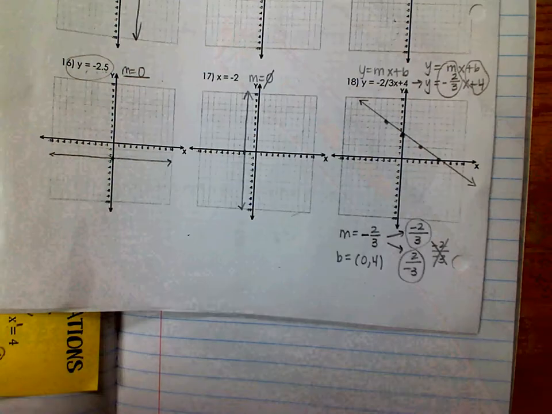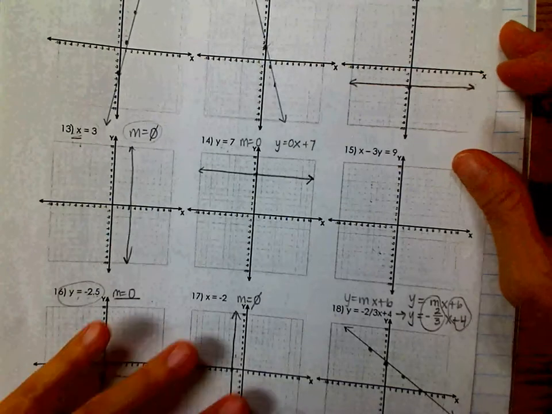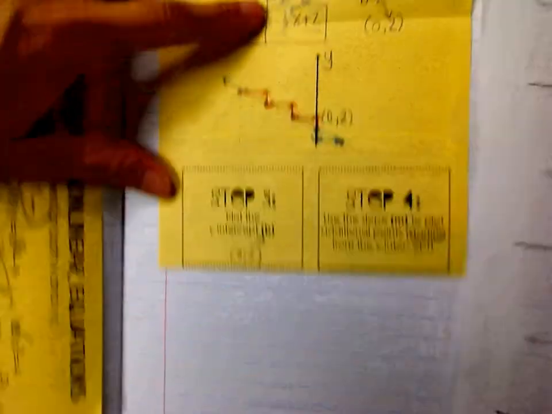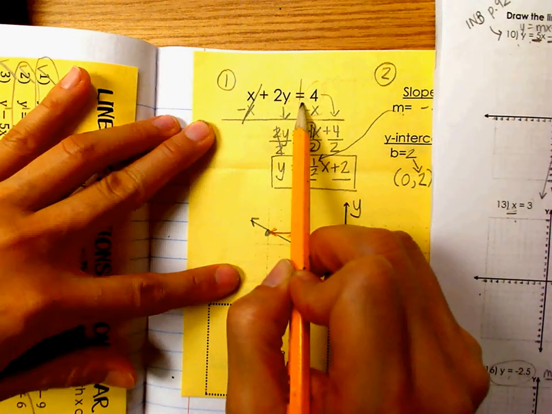Okay, and number 15. Now, 15 is one where we do have to do step 1. So let's look at what happened with step 1. Here is an equation that's not in the y equals mx plus b form, so we had to change it so that it is.